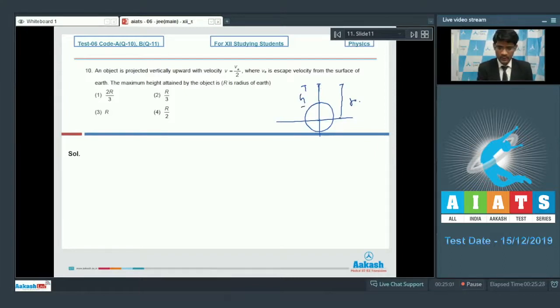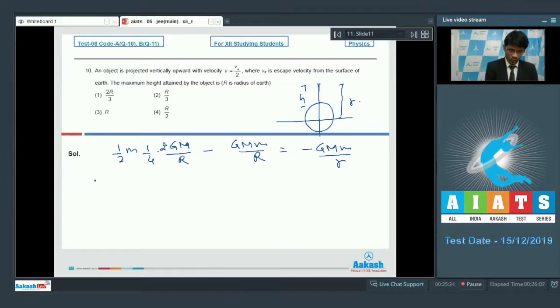This distance, let's say it is r. So initially the particle was having the potential energy and the kinetic energy. 1 by 2 m v square, v has been given to be ve divided by 2, so 1 by 4 of ve square, and ve square happens to be 2 G M by R. So it is 2 G M divided by R. This is the kinetic energy initially, minus G capital M small m divided by R must be equal to minus of G capital M small m divided by r.